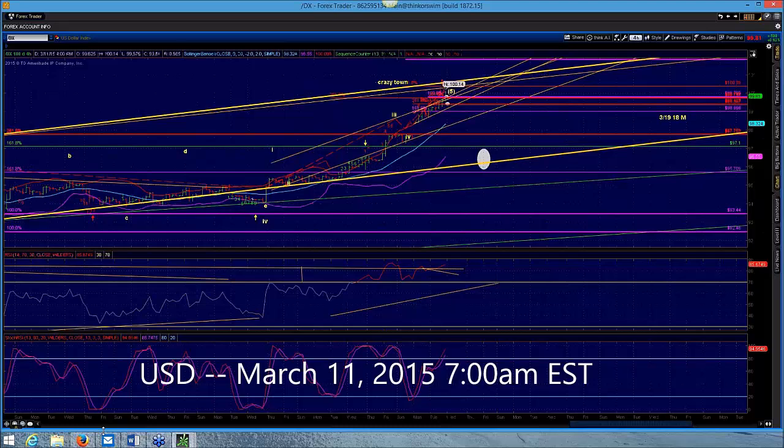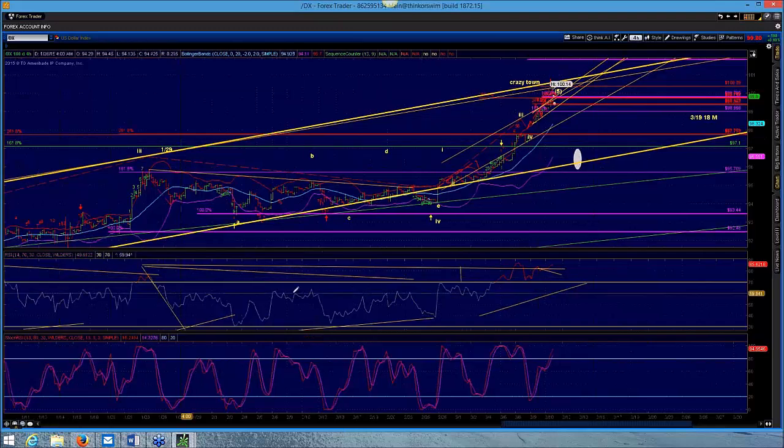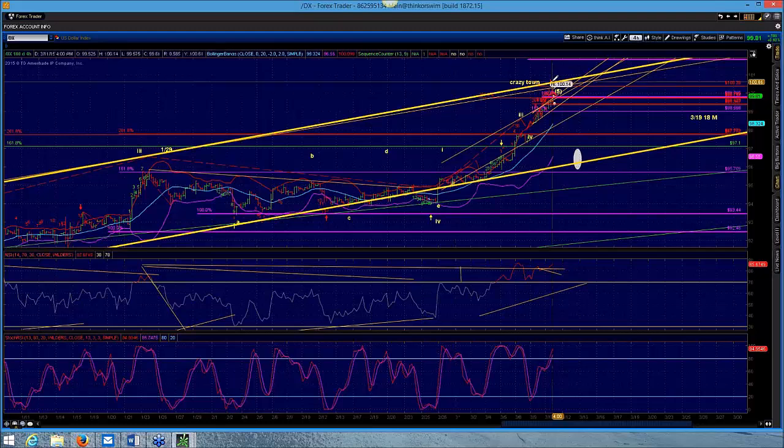Where we are with the dollar, as you probably remember, is we put in a triangle. Let me just scrunch this in. And this triangle here is the same triangle we saw in the euro. And the triangle has caused a thrust. Now, this thrust is a terminating move, okay? Because what happens in a triangle? You get a terminal thrust out of a triangle.